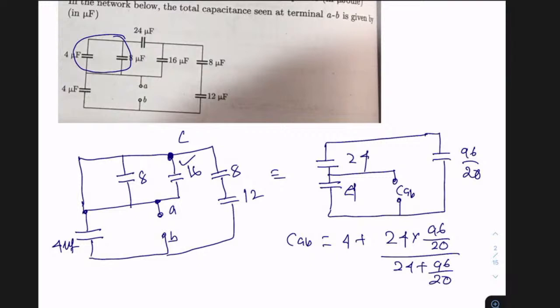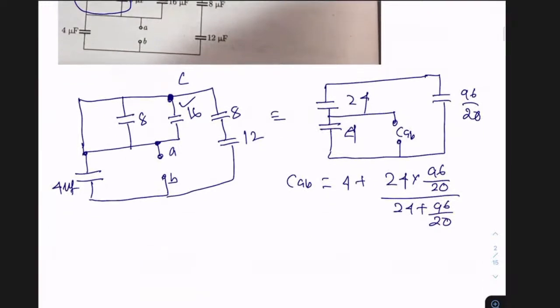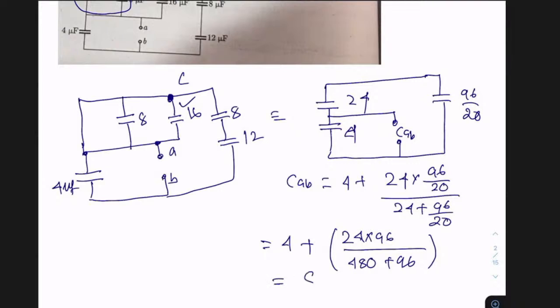You simplify this, so the answer is supposed to be 8. So this is 4. If I multiply by 20, this is 24 into 96 and this is 24 into 20. How much will it be? 24 into 20 is 480, plus this 96. You simplify this, so the answer will come as 8 microfarad.